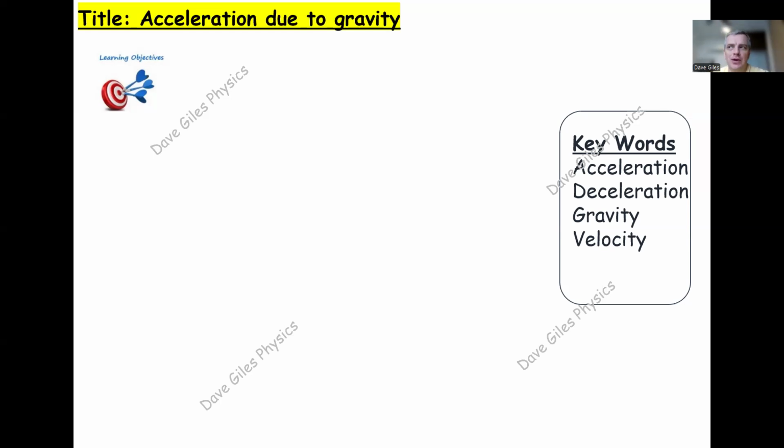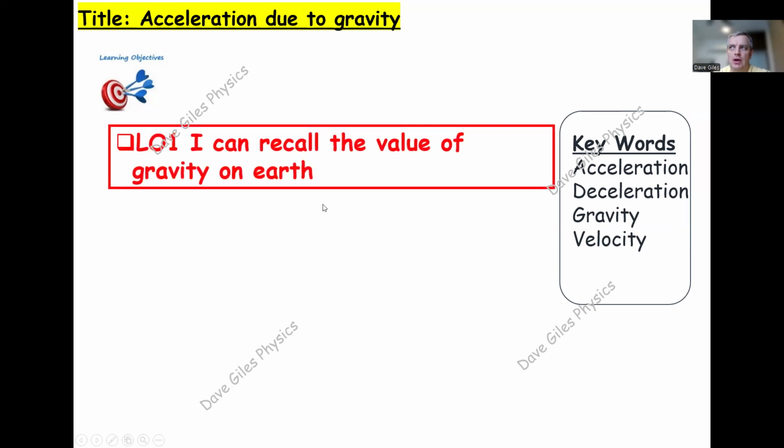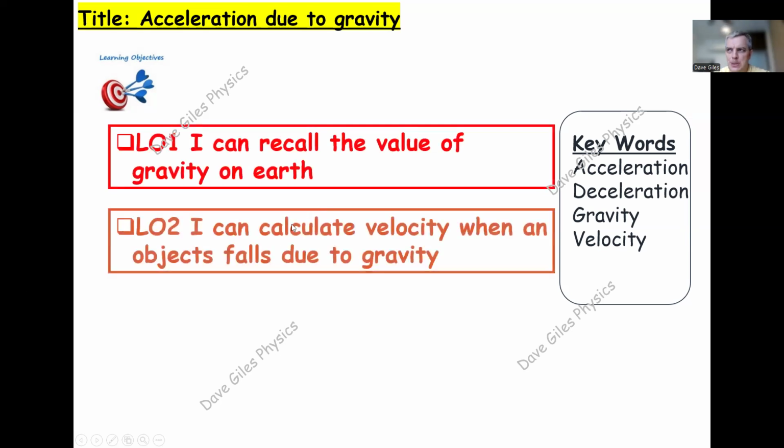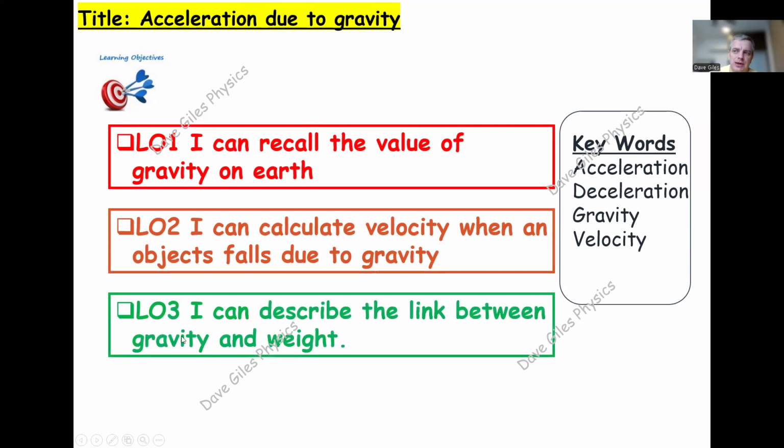And today we're looking at acceleration due to free fall. I want you to recall the value of gravity on Earth, calculate the velocity when an object falls due to free fall, and describe the link between gravity and weight. Okay, so there are three LOs.